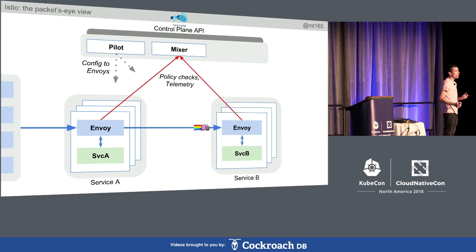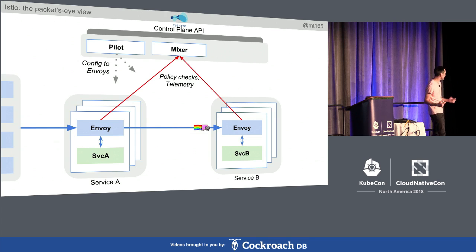A Mixer is kind of on the path, if you want. It's kind of on the wire. Every time Envoy gets a request, it calls to Mixer and it says, what should I do with this? Is it okay to send it? Have we popped the rate limit for this minute, this second? Does the policy allow it?